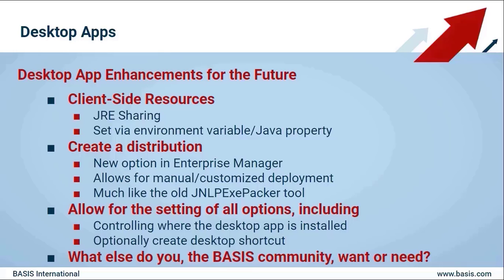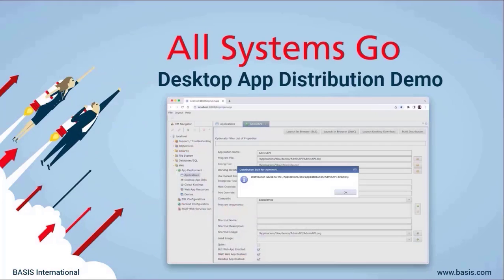We're also going to allow for setting all options, because we do have most of the options available, but not all. One of them is controlling where the desktop app is installed. Right now they're always installed under the user home app name directory, but you may want to install somewhere else. For example, on Windows you may want to install under Program Files. And optionally create the desktop shortcut. Some people don't want the desktop shortcut for whatever reason, and that can be optional as well. But again, what do you all need? Tell us what the BASIS community needs or wants, and we'll be sure to look at that as an enhancement.